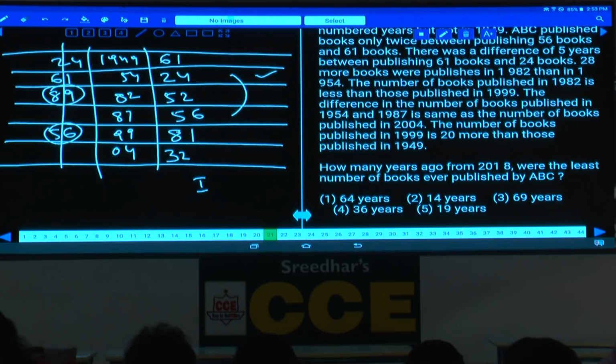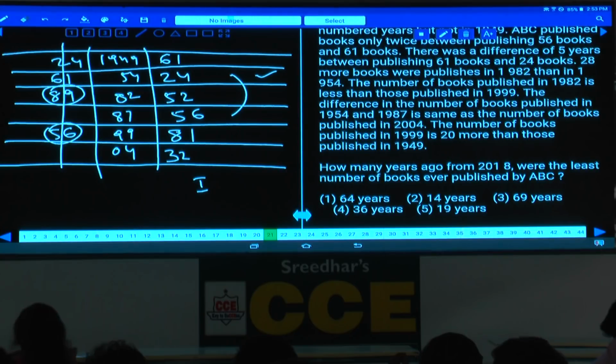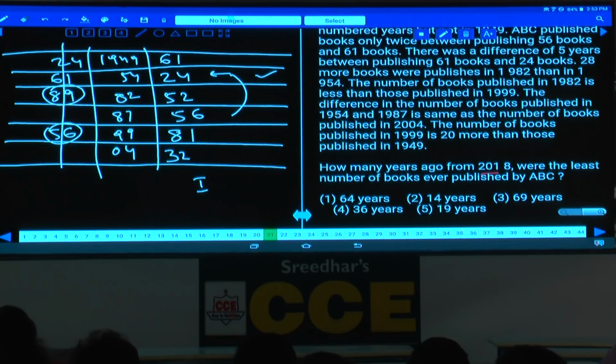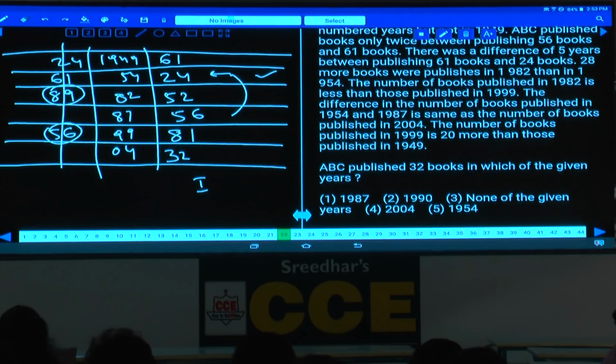Then question number 21: how many years ago from 2018 were the least number of books ever published by ABC? The least number of books, 24, were published in 1954. Now from 1954 to 2018, how many years are there? 54 means 46, so 46 plus 18, that is 64. That is choice 1.